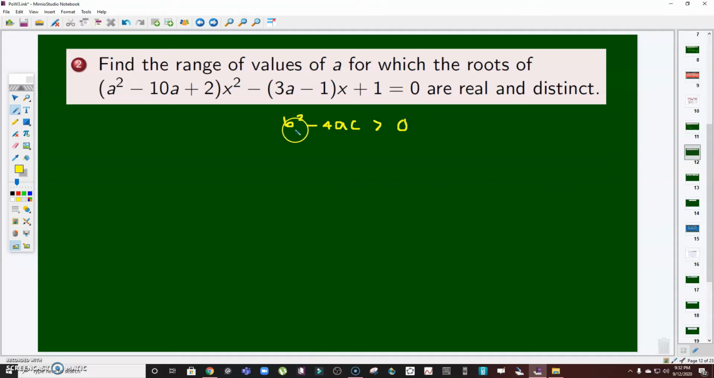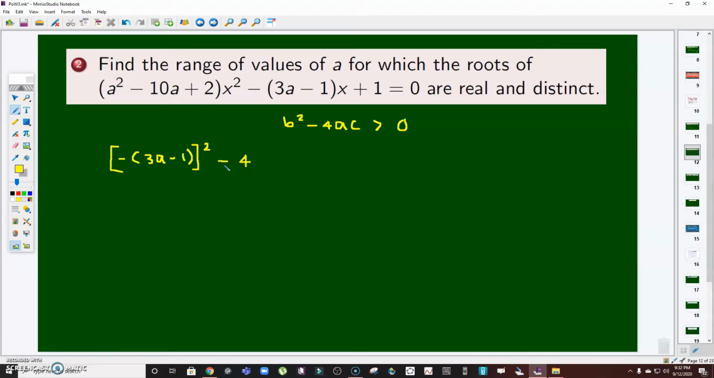Take note, b is the coefficient of the linear term. So in this case, that's negative quantity 3a minus 1, minus 4ac. Take my a here as this quadratic trinomial, my c is 1. See that? There you go. So all you have to do is to follow this. Okay, so that will become negative 3a minus 1. I have to square it, so that will be my b squared.